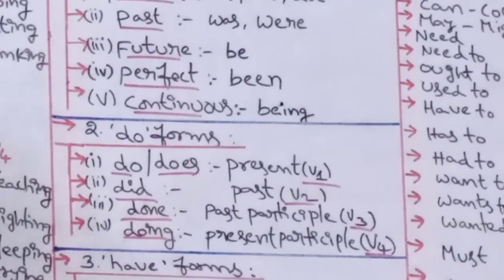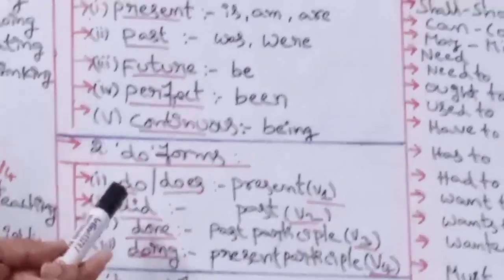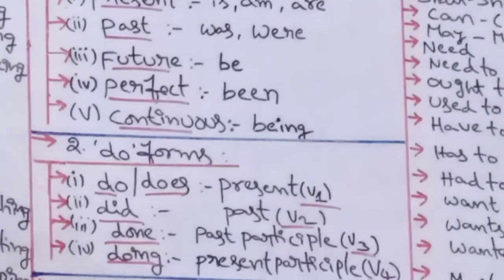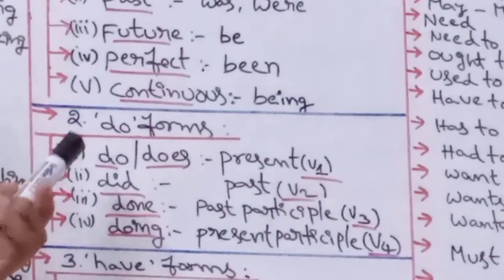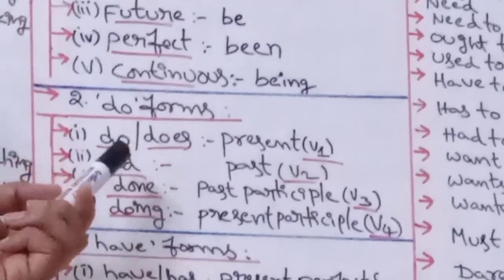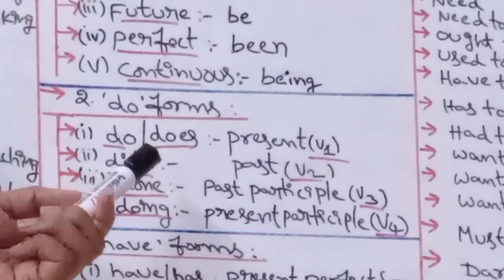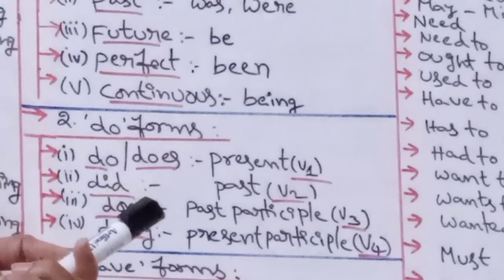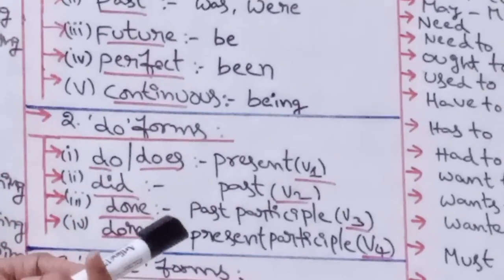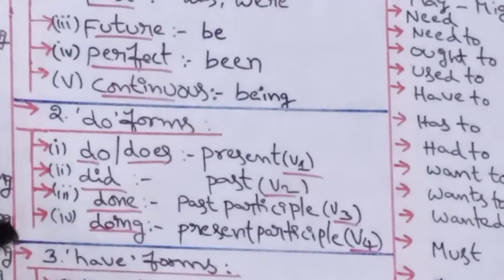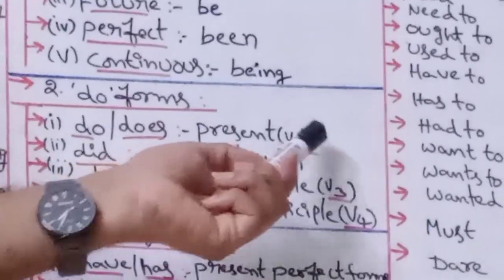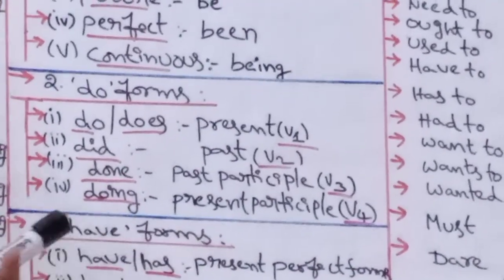Do forms. They are also again 4 types here. Do and does. These are considered to be present tense do forms. Do is used for all the plural subjects, and does is used for the third person singular subject in present tense. That's why they are known as present forms, V1, simple present forms V1.